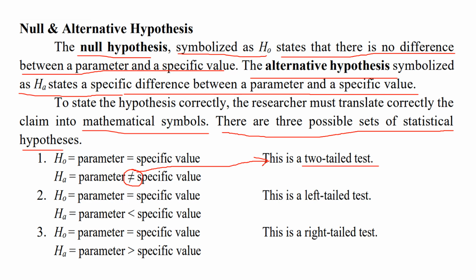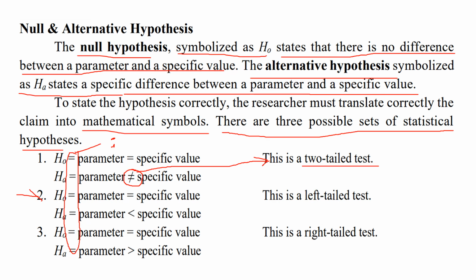Now, for number 2, your H0 now is a parameter is equal to a specific value. So this part is not equal, no? You need to recheck this one. So this will be HA colon not equal, H0 colon parameter equal to your specific value. So for number 2, H0 colon, you need to recheck that one. H0 colon parameter is equal to specific value.